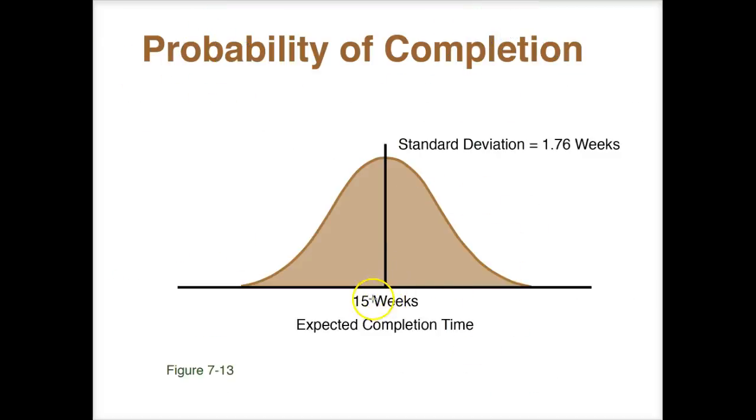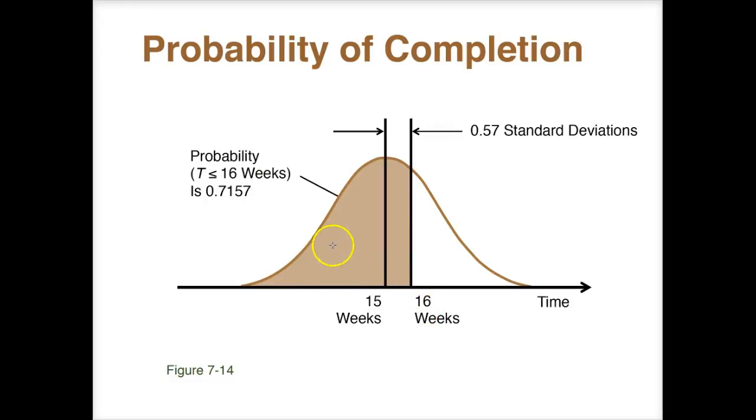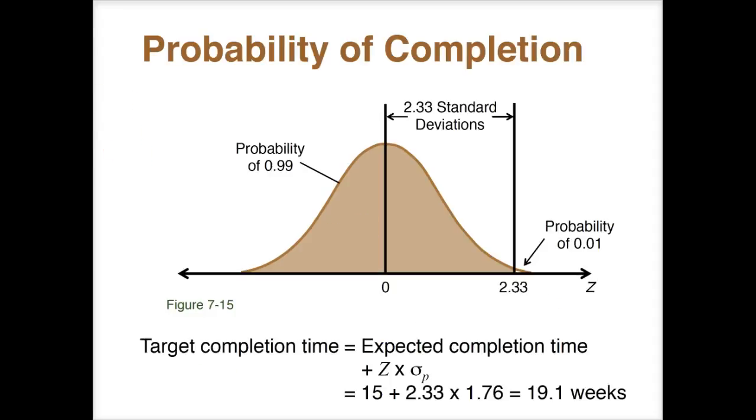And of course, we want to get it done in 15 weeks. Standard deviation is 1.76 weeks. And we see at 16 weeks, we know that this area under the curve here is 0.7157, which basically says we think we have a 71.57% chance of getting this done in 16 weeks or less. And of course, if we wanted 99% probability of getting it done, we would need to extend that out to a little more than 19 weeks.